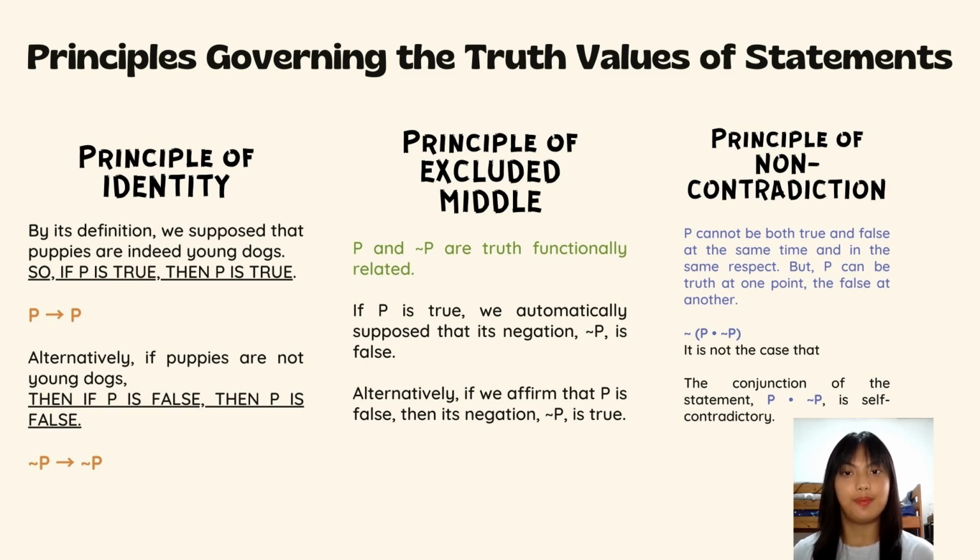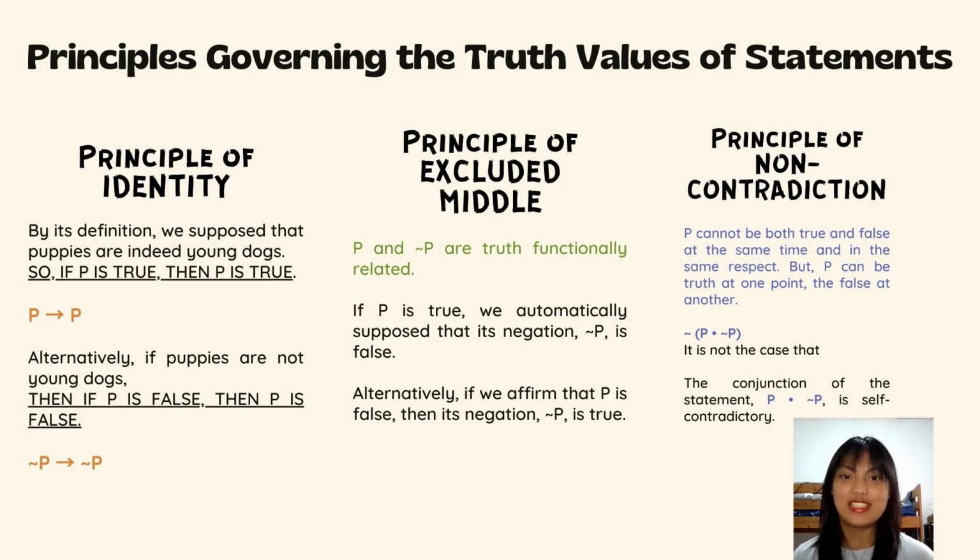Suppose that P will represent a simple statement: puppies are young dogs, by the capital letter P. And let's assume that puppies are indeed young dogs by definition. So, if P is true, then P is true. Alternatively, if puppies are not young dogs, then if P is false, then P is false. Therefore, this statement is always true, a tautology, which means that the truth value of a statement is retained indefinitely over time.